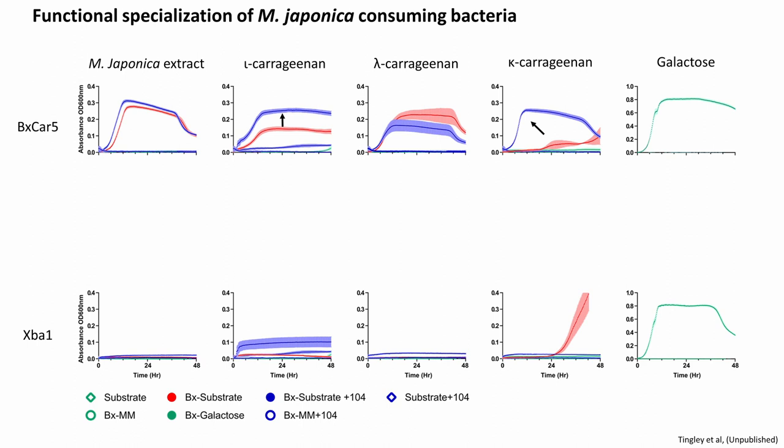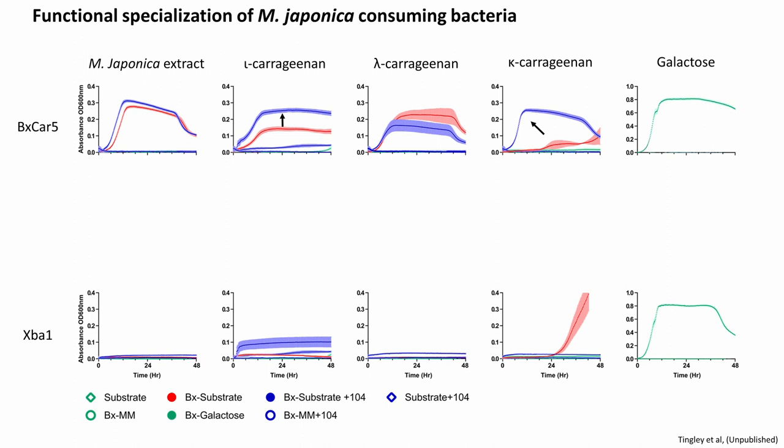So then our next thought was, okay, what happens if we put this enzyme back into the growth of these isolates? And I've indicated the changes here with an arrow. The blue is with enzyme, the red is just the cells on their own. So when it's grown on M. japonica, not much change, but we do see this boost here with iota and also kappa.